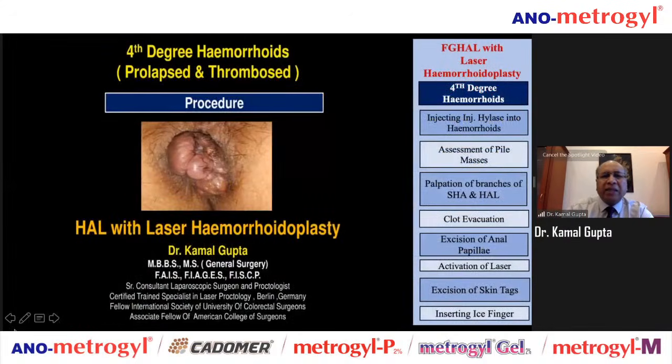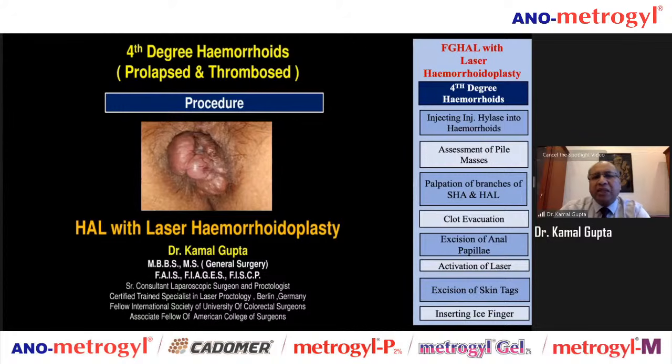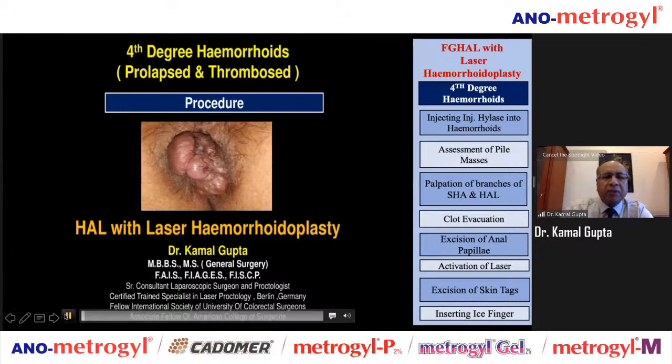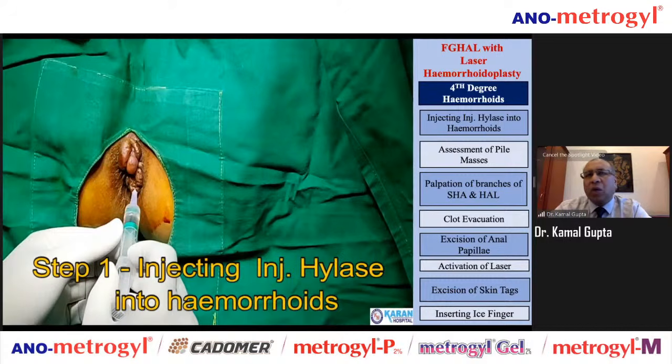Now coming to the next, that is 4-degree hemorrhoids. Now you can make out the picture. Lot of edema is there, and this is grade 4 hemorrhoids. Now the first step which we do in such patients, we go for injection Hyalase. Now what does Hyalase do? Hyalase increases the tissue permeability. So once the tissue permeability is increased, there is reduction in the edema.